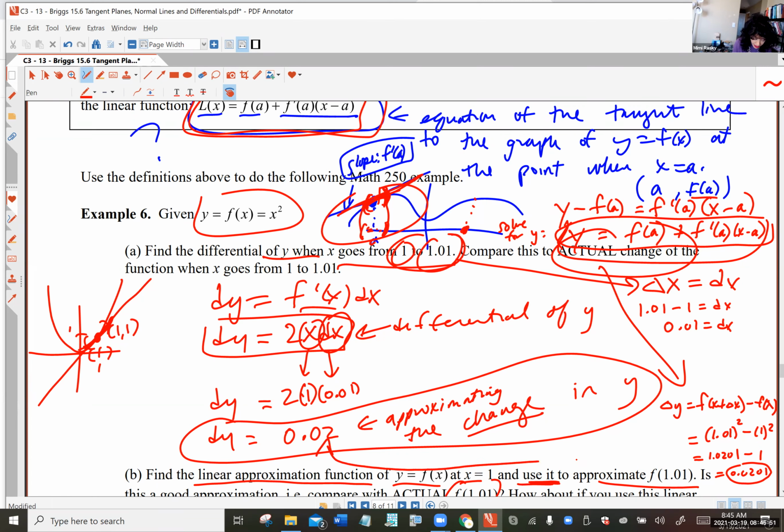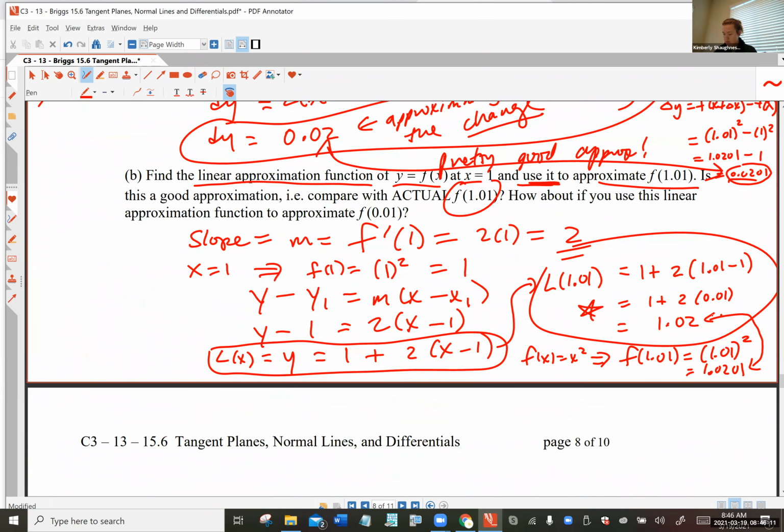So now compare these two values, the differential, which is basically used to approximate changes in the y-coordinate, compare it to the actual change in the y-coordinate. It's a pretty good approximation. Wouldn't you agree? Yes. And then down here, these two are pretty close. So I would say that tangent line is a pretty good approximation for the function evaluated.